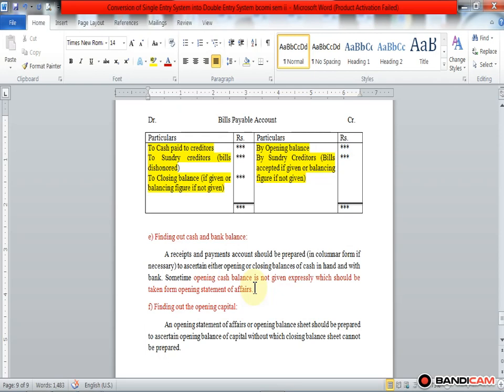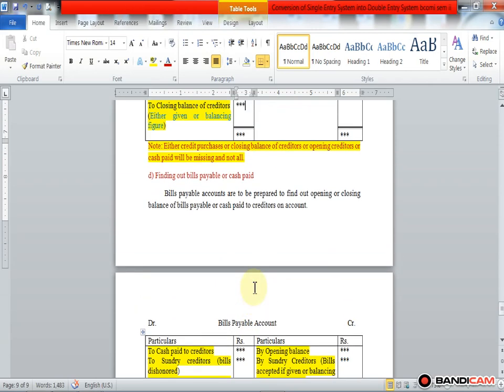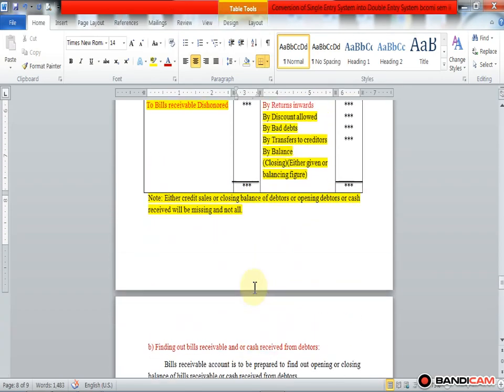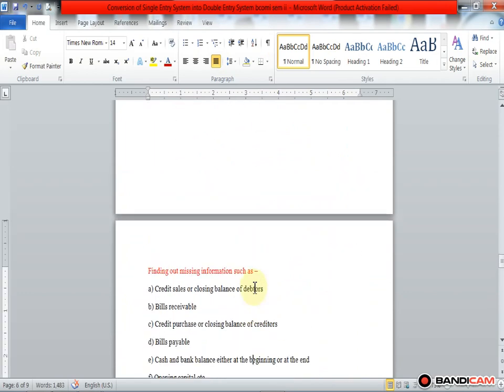So opening capital is found out by preparing the opening statement of affairs, and in the opening statement of affairs we transfer the opening balances of all assets to the asset side and the opening balances of liabilities to the liability side of the opening balance sheet or statement of affairs. Okay, so remember this, how to find out the missing items. We study all the working notes prepared for finding out the missing figures or missing amounts.